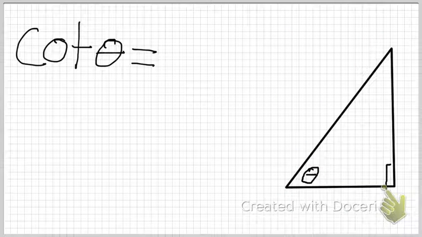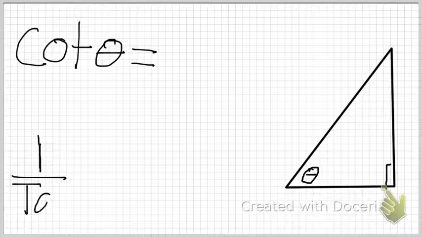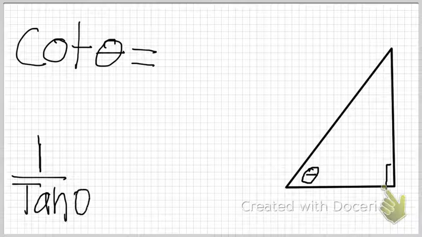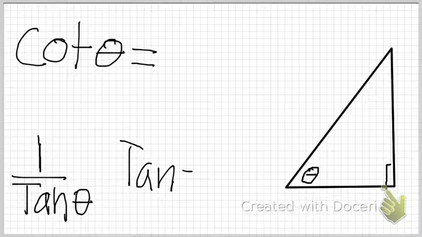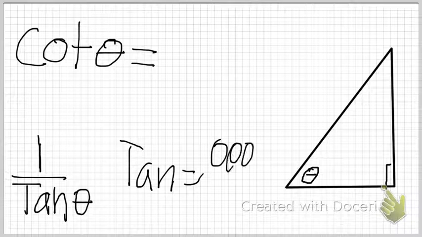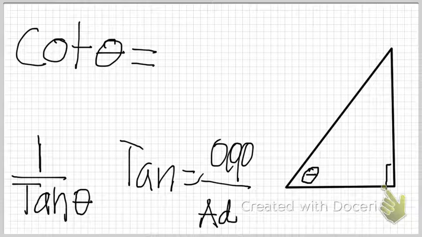And now for cotangent of theta. Cotangent of theta is also another one of the trig ratios that's reverse. And it's a reverse of tangent of theta. Now we know that tangent of theta is opposite over adjacent. But we're not finding tangent of theta, right? We're finding cotangent of theta.